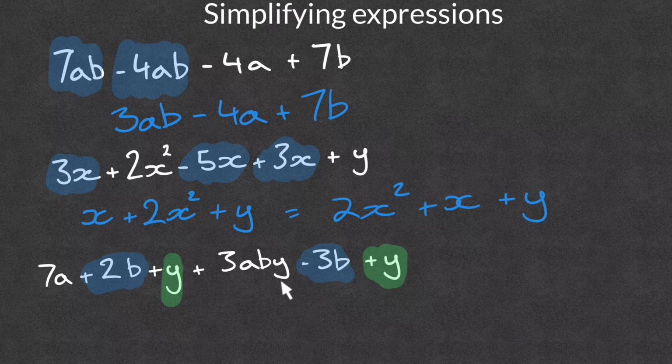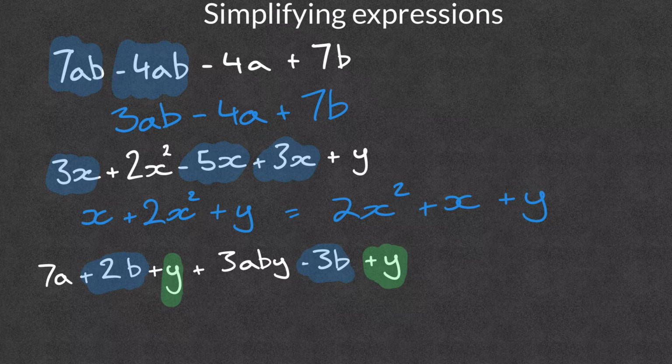Now, although this term has 3aby, it has the combination of those, but we can't actually combine those with any of the other terms, 7a, 2b, any of those, because it's all three times together. But we can combine the other ones we've highlighted.